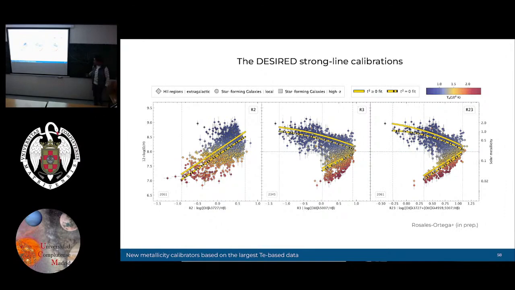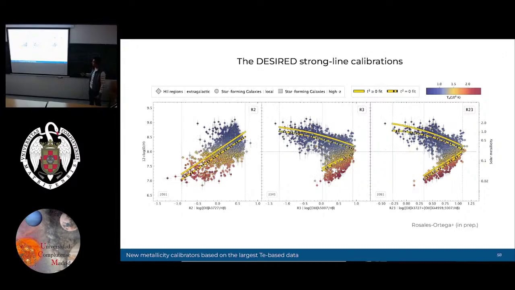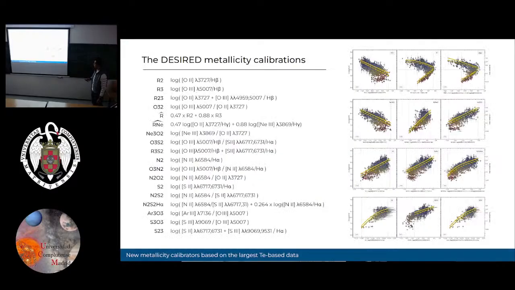So I showed you just this monotonic calibration. We also have the classical ones, for example, R23, which are known to have two branches, one for the low metallicity and one for high metallicity. And in that way, we built over 21 calibrations, which were already reported in the literature, and we found 6 new ones. So a lot of indices that have been explored in the literature.